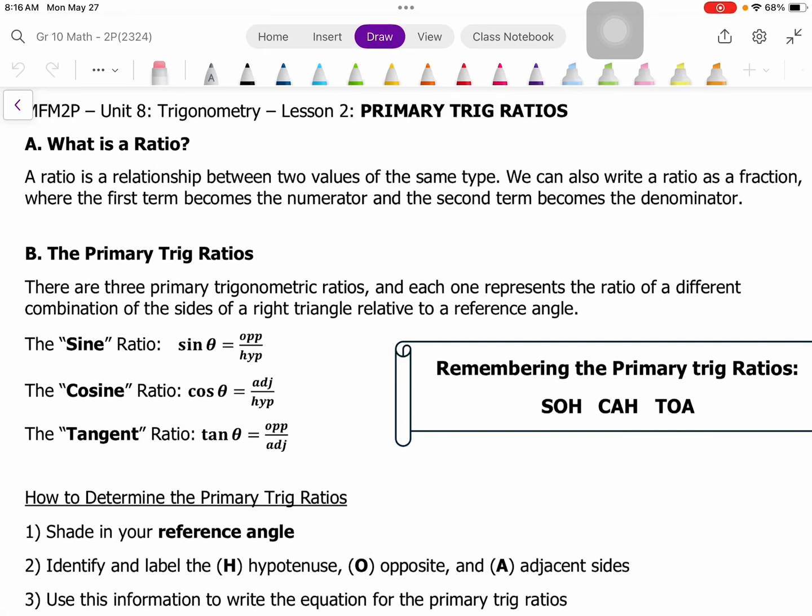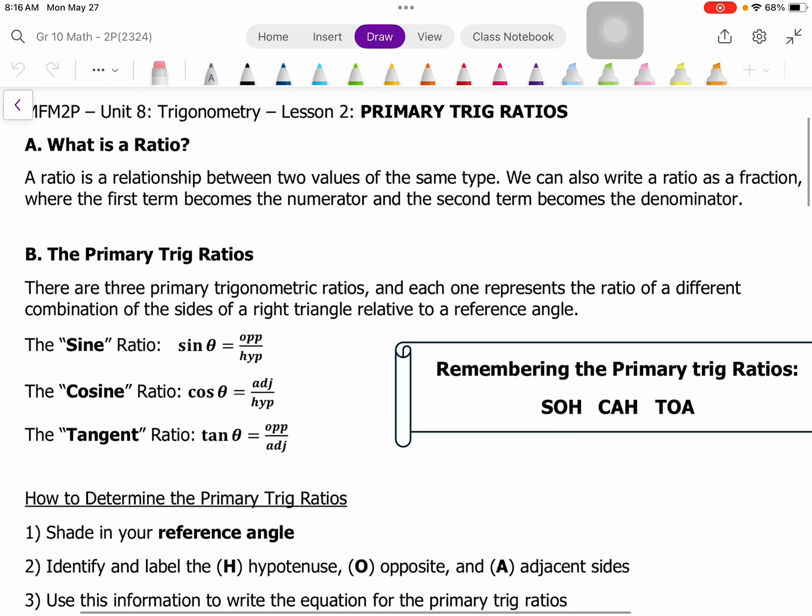In this lesson, we're going to learn about primary trigonometry ratios. A ratio is just a relationship between two different values of the same type, and we can write a ratio as a fraction where the first term is the numerator and the second term is the denominator. For example, you have 4 classes and 1 period for lunch. So your ratio of time in class compared to time on break is 4:1, and we could write that as 4/1 as a fraction. The first number became the numerator and the second number becomes the denominator.